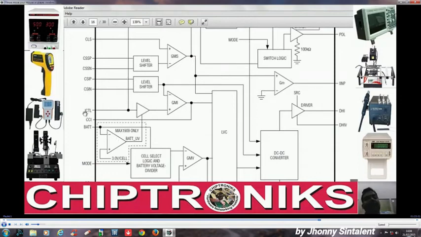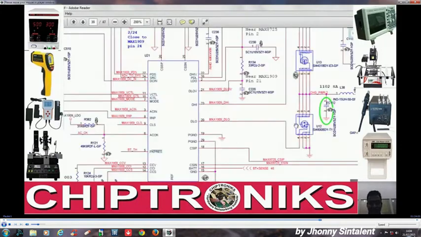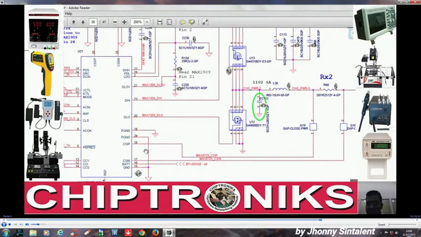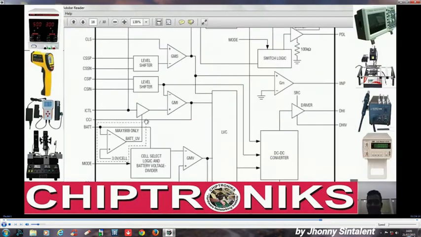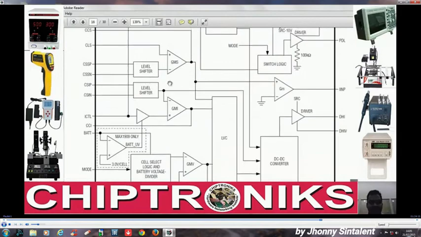This ICTL is an output from the IO controller. It determines the maximum charging current. And this CSIP and CSIN are connections from the register. From this register, CSIP and CSIN go to a level shifter, and they are both determining the LVC.